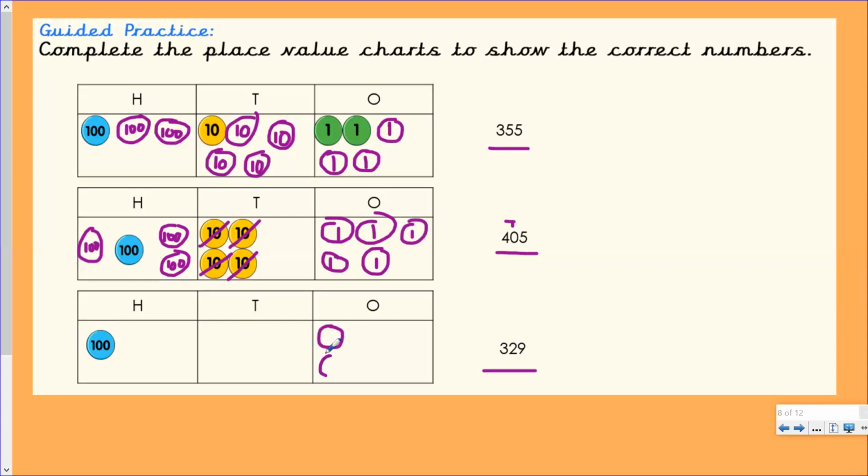1, 2, 3, 4, 5, 6, 7, 8, and one of them is going to come a little bit out, which is fine. 1, 2, 3, 4, 5, 6, 7, 8, 9. How many tens do we have? 2 tens. 1, 2. And how many hundreds do we have? 3. We've only been given 1, so we need to draw 2 more.